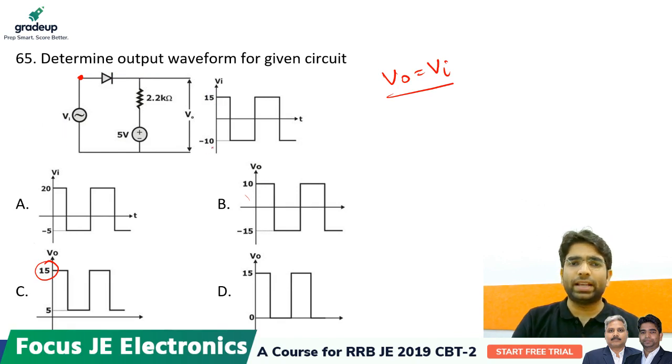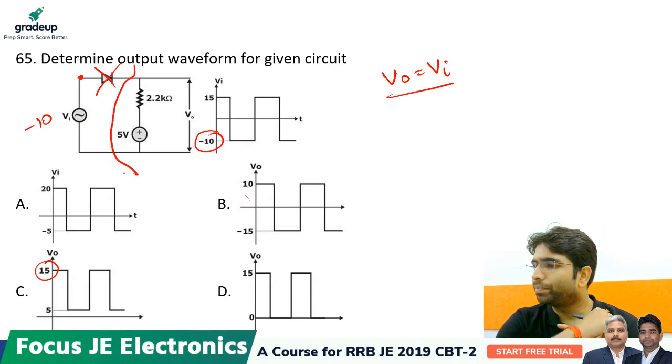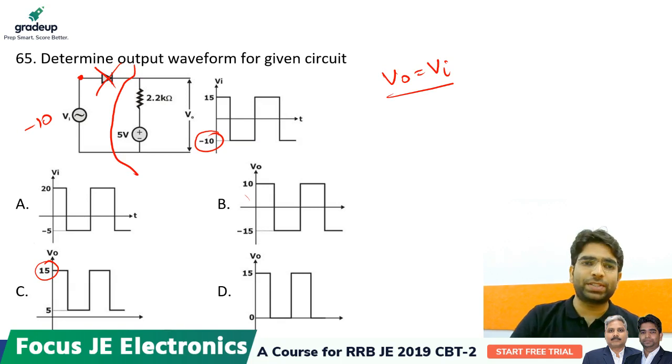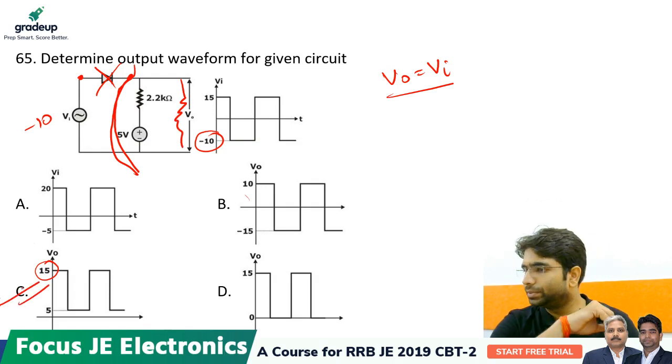Now take the negative case of minus 10. If it is minus 10, this diode will be open circuited, and this circuit can be seen separately. There is a reference voltage of plus 5 volt. Since this diode is open circuited now, all this 5 volt will appear across the load which is placed here. So the option will be C, correct.